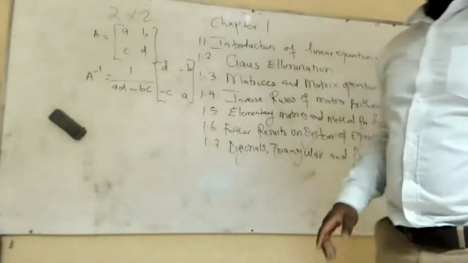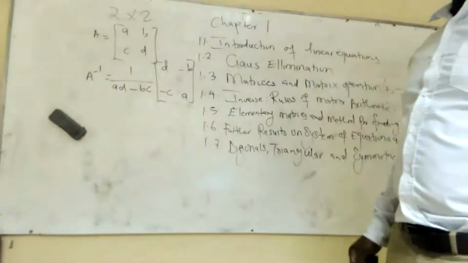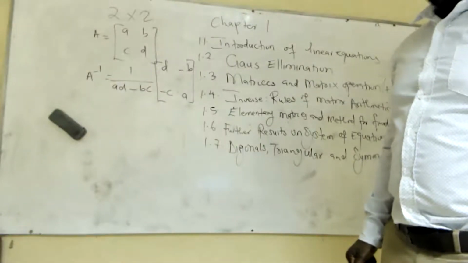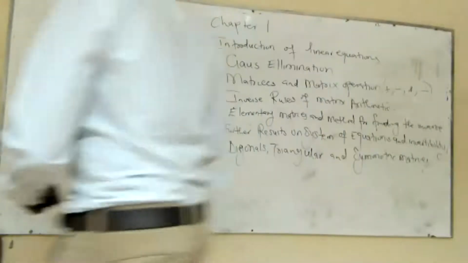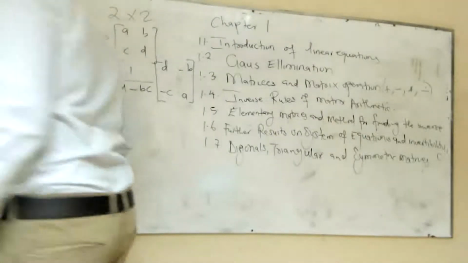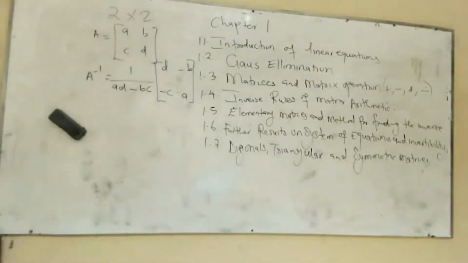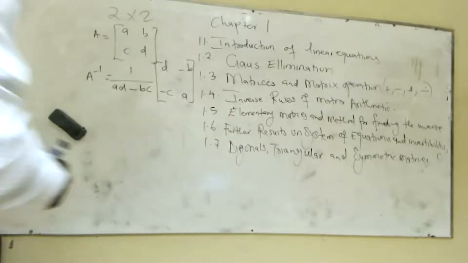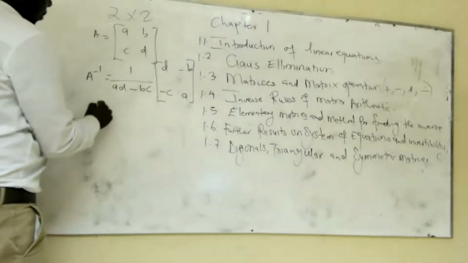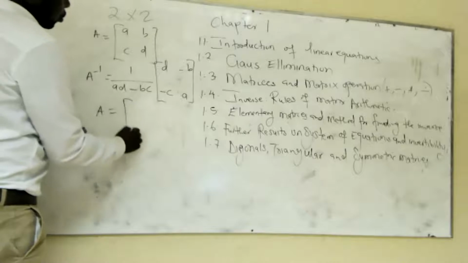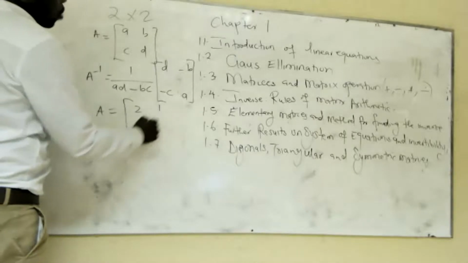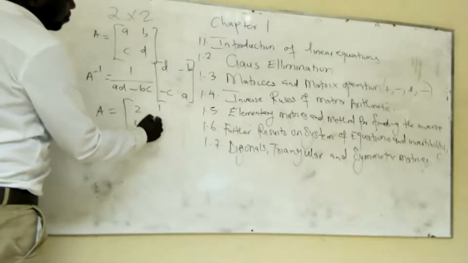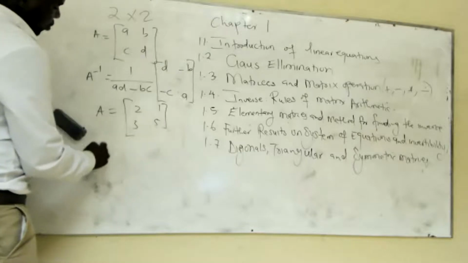Can we do an example for finding the inverse of a 2 by 2? All right. Yeah, so let me do an example so that you see how you find the inverse of a 2 by 2. So we are going to have a matrix as an example. Let's say we have a matrix 2, 1, 3, 5, and we want to find the inverse of that.